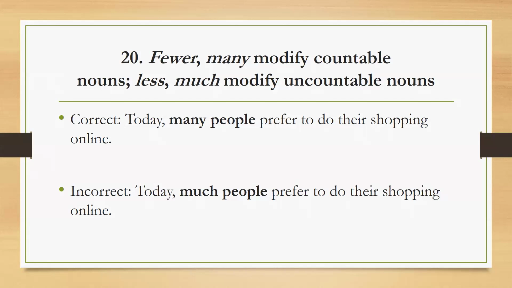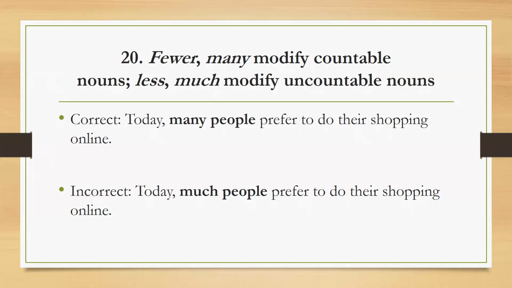Today, many people prefer to do shopping online. It is wrong to say today, much people prefer to do shopping online. It would be wrong to say today, less people prefer to do shopping online. Less people, what do you mean? You mean that people are short or what? You mean to say fewer people. Much people is a disaster.